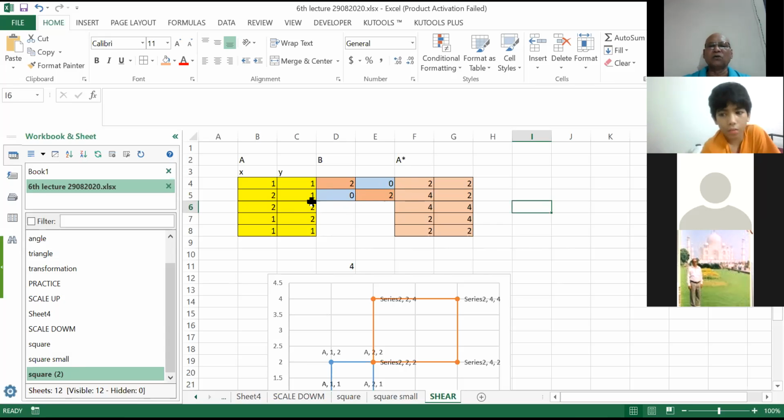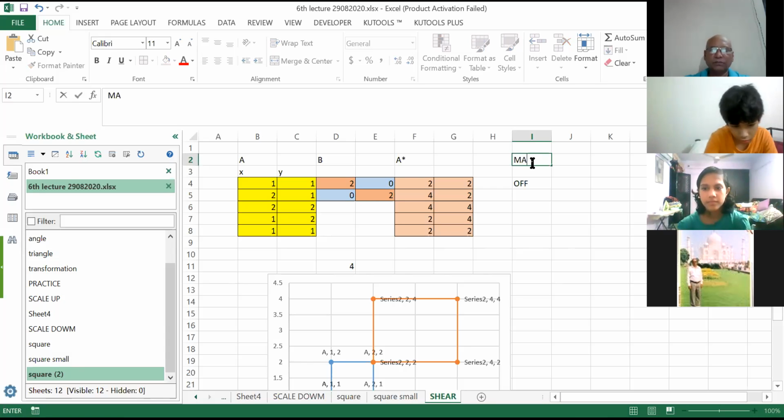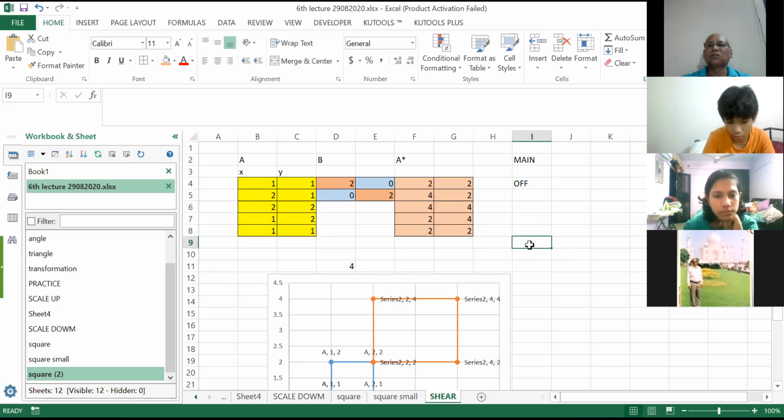So what is the spelling? Main diagonal and off diagonal, double F, okay, off diagonal. I heard something else. This is off and main. And this is diagonals. Okay, sir.